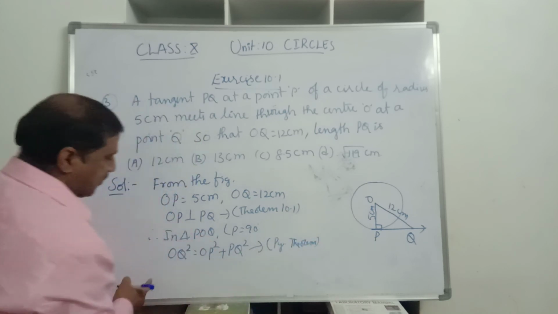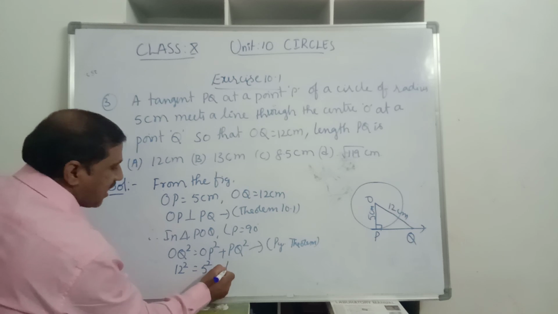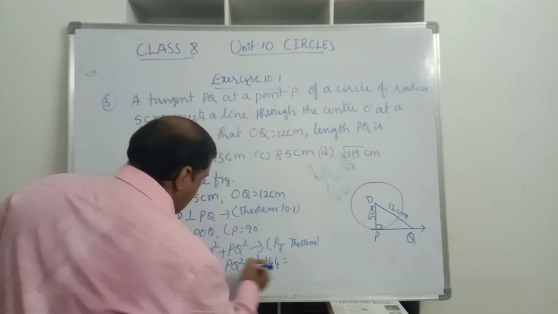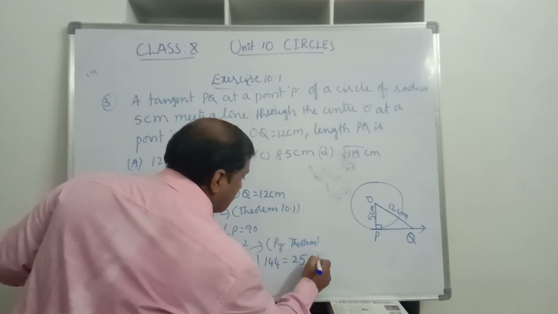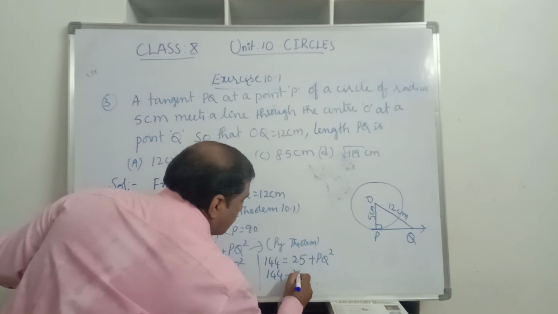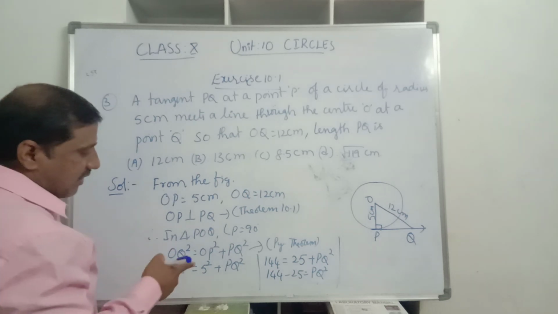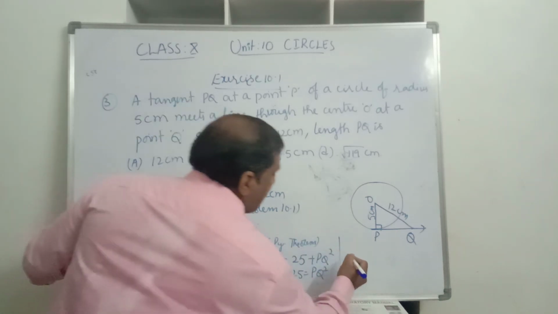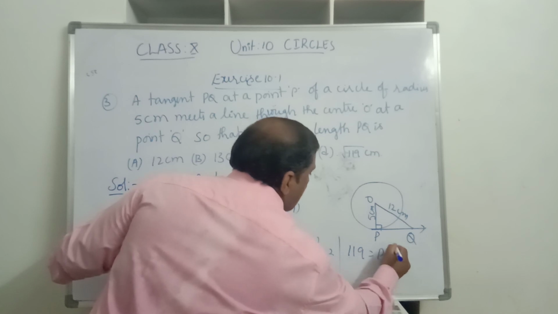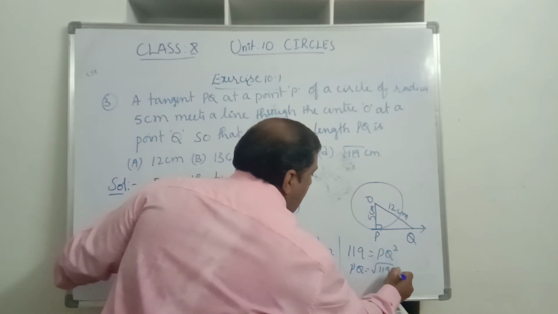Now we substitute those values. OQ is 12. 12 square is equal to OP, it is 5, 5 square plus PQ square. That is 144 equals 25 plus PQ square. Now transpose 25 to the LHS, we get 144 minus 25 equals PQ square. 144 minus 25 is 119, so 119 equals PQ square. Taking the square root, PQ is equal to square root of 119 centimeters.